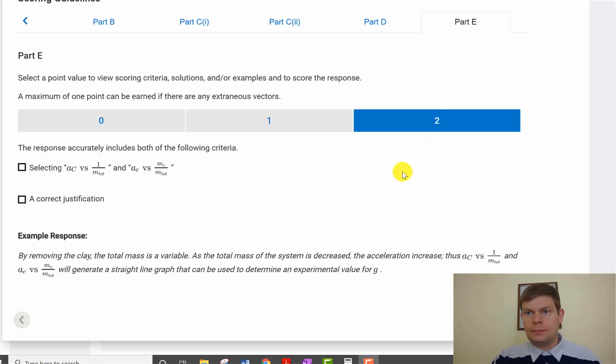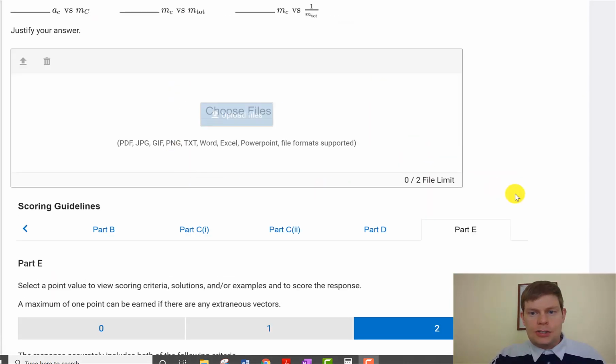So here's your official answer. By removing the clay, the total mass is a variable. As the total mass of the system is decreased, the acceleration increased. Thus a_C versus 1 over m total. I feel this isn't as good an explanation, but apparently that's good for 2 marks. So there we are. All right, on to the next question. Sorry, this is going to be a longer video.